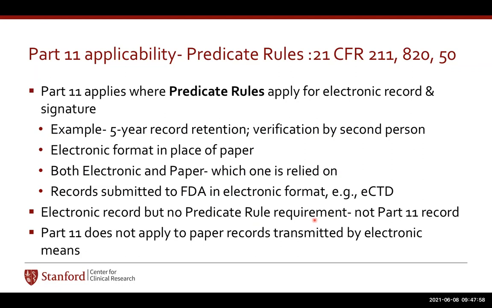So wherever there is a predicate rule requirement, Part 11 is applied, but there are some areas where Part 11 will not apply in the clinical arena or GMP. For example, a financial record, like a quarterly report that an organization may put out on Wall Street, because that is required. They also make it compliant to Part 11, and there is another law called the Sarbanes-Oxley law, where Part 11 applies for those kinds of things. But we don't have to worry about that, and FDA cannot cite us on that.